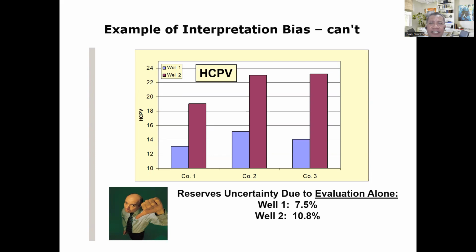The reserve uncertainty results from the evaluation process itself. In this case, for example, for well number one, reserve uncertainty is estimated to be 7.5%, while the second well is much higher, estimated at about 7.8%. And this percentage indicates the level of uncertainty associated with the estimated reserve of the respective well, based on the evaluation conducted.